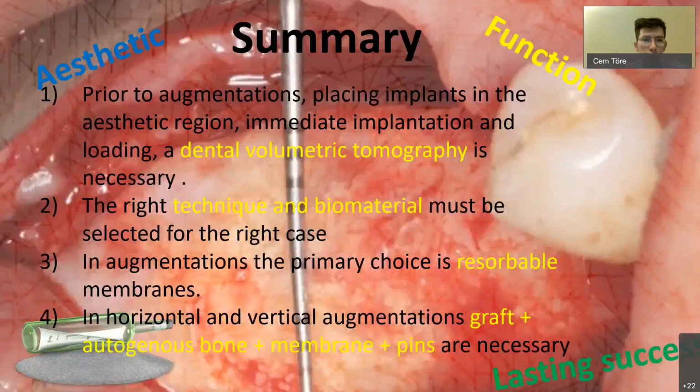As a summary, prior to augmentations, placing implants in the aesthetic region, we need a dental volumetric tomography. Panoramic radiograph is just not enough. The right technique and biomaterial must be selected for the right case, the right tools for the right job, as we have mentioned. In augmentations, primary choices, resorbable membranes, but if you need vertical bone or a lot of bone, you will need grafts, autogenous bone, membrane, and pins. The membrane should be PTFE, and you should have success with it after that.